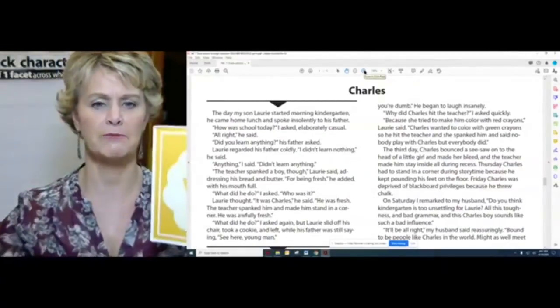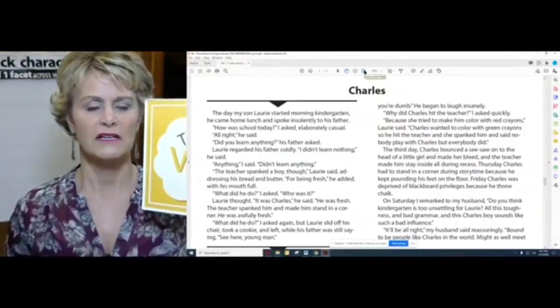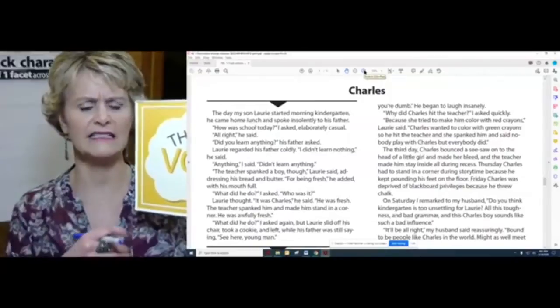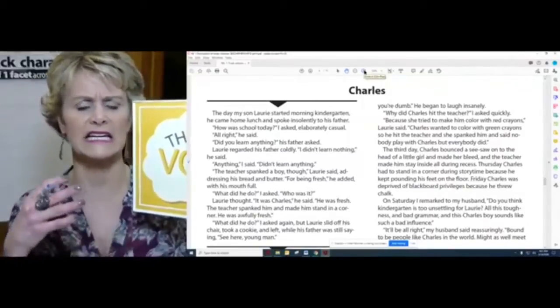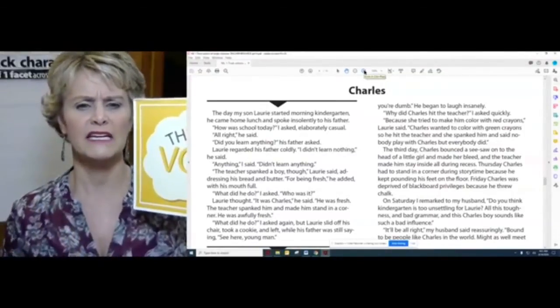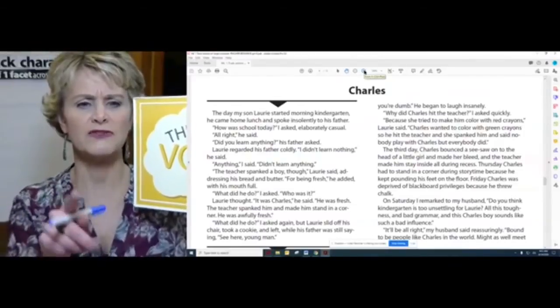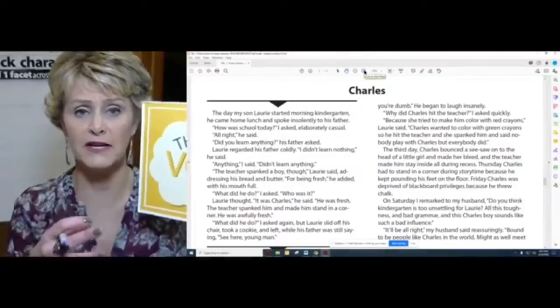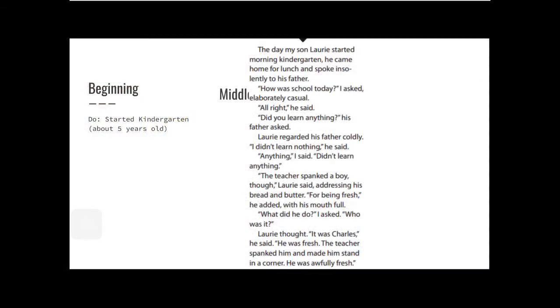Okay, let's pause there. So he's speaking to his father coldly, and says he didn't learn anything, and he's telling this story about a kid getting spanked. He's addressing his bread and butter. That's fancy for he's buttering his bread, putting butter on his bread. So we just listened to Miss Smeckens read this section, and I said you're going to take notes.